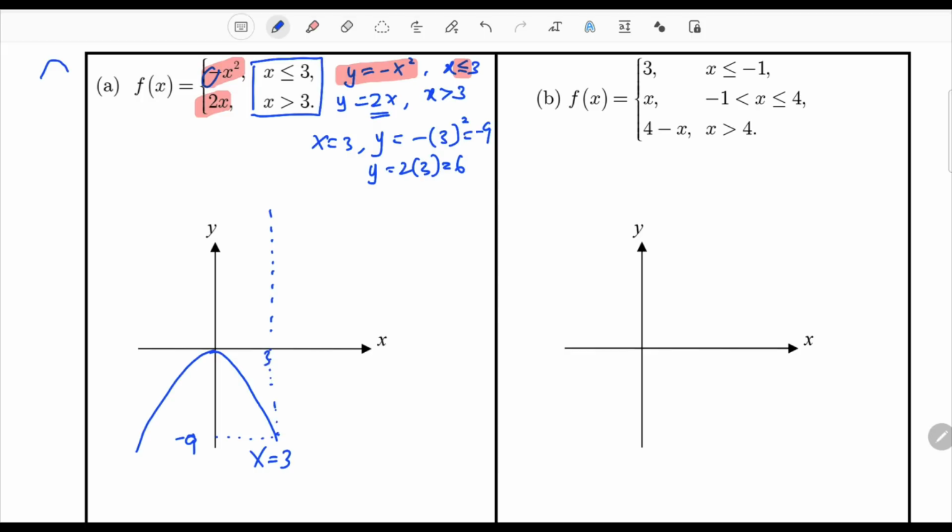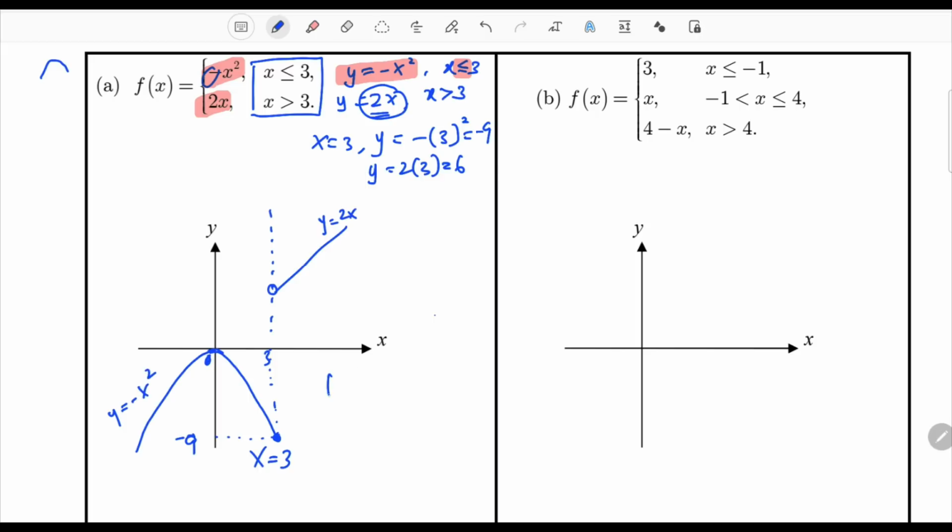Then you have the equal sign, so make sure you have the shaded circle here. So this is your origin. When x is 3 for the second curve, y is 6. So somewhere here. So the gradient is positive. Hence, something like this. So this is the curve y equals 2x. So this is y equal to negative x squared. So this is your origin.